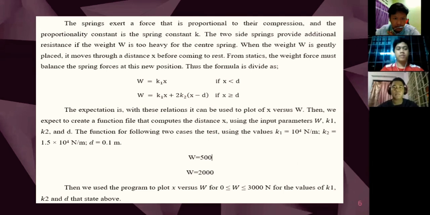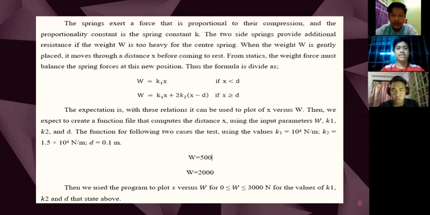So our problem is that the spring exerts a force that is proportional to its compression, and the proportionality constant is the spring constant K. The two side springs provide additional resistance if the weight W is too heavy for the center spring. When the weight W is gently placed, it moves through a distance X before coming to rest. From statics, the weight force must balance the spring force at this new position. Thus, the formula is derived as shown below.